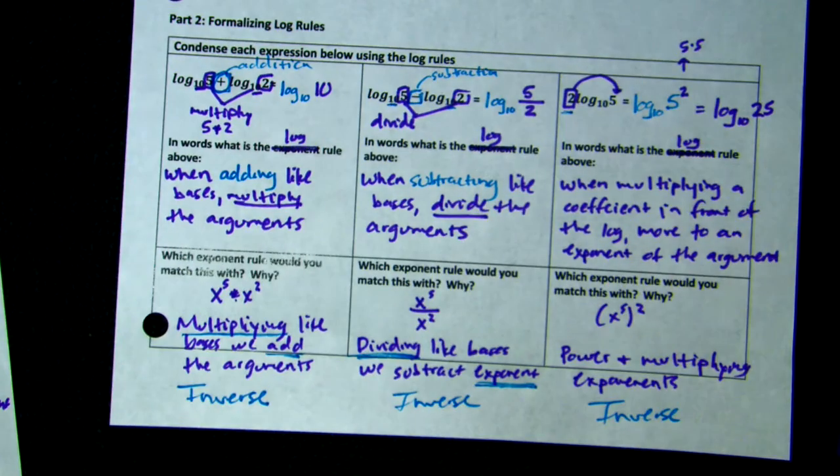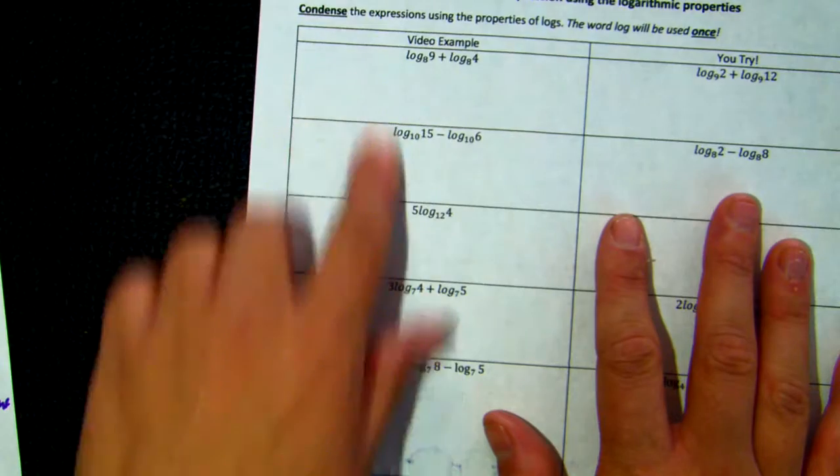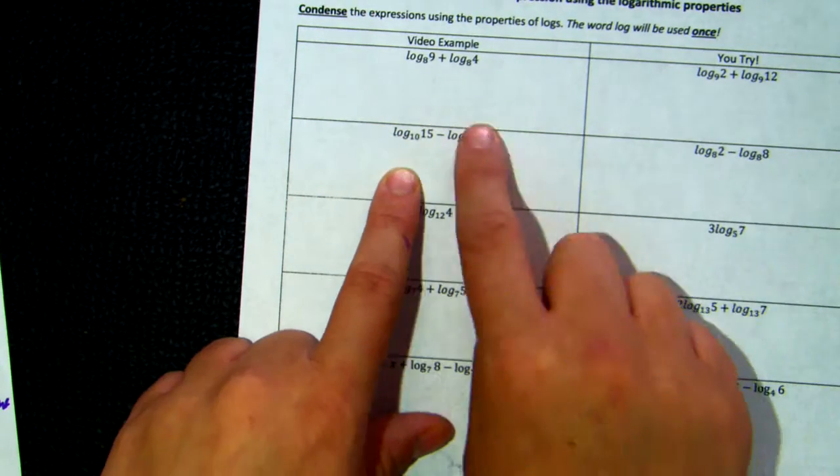Okay. So now what we're going to do is the practice on the back. I'm going to do the problem on the left, and then you're going to do the problem on the right, the corresponding you try problem. If you would like to pause the video, just pause as you complete these. If you'd like to do it yourself and just check the answers at the end, you are welcome to do that as well.